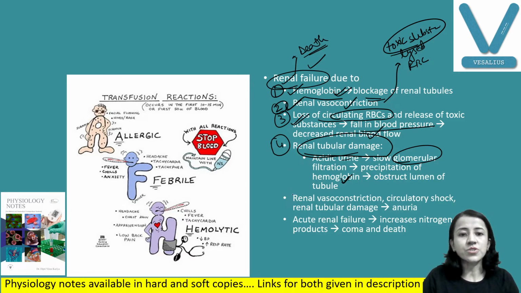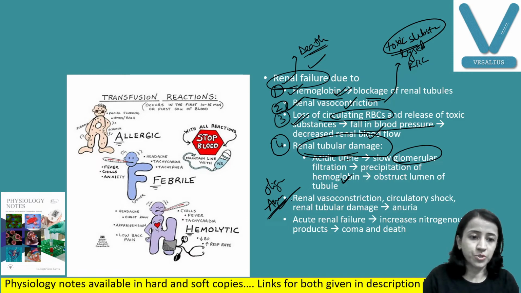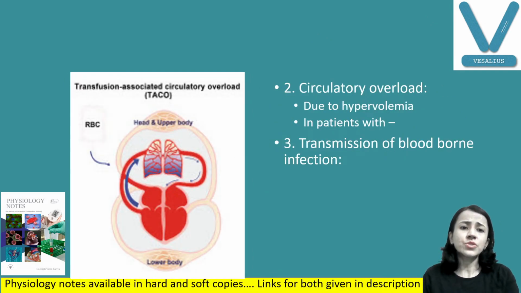These are all the causes of renal failure, and when kidneys fail, that results in oliguria, decreased urine output, and ultimately anuria, absence of urine output. And when there is anuria, there is accumulation of nitrogenous waste products, and that results in coma and death of the individual. So this is the reaction because of mismatched transfusion.